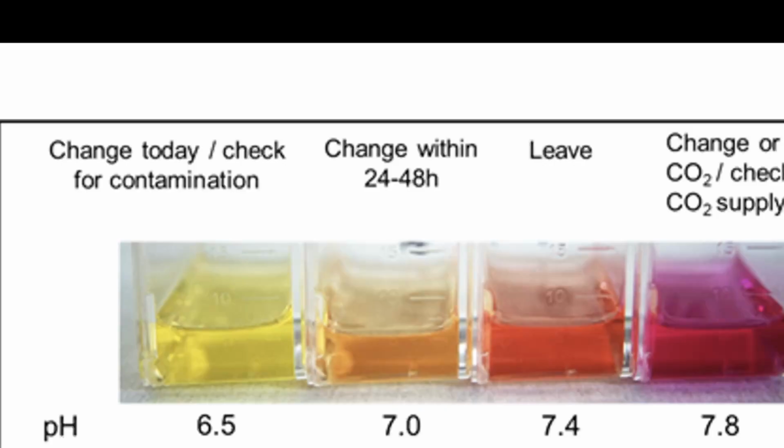Now, why do we use this Dalbeco modified Eagle media with phenol red? It can tell us when to change the medium today or check for contamination in our in vitro cell culture, or that we can change it within 1 or 2 days, or leave it because it is at the correct pH of 7.4, or regas the CO2 or check the incubator CO2 supply when there is highly alkaline medium. So this indicator can tell us immediately whether the cells need immediate changing, or there is a decrease in the CO2 supply. That is why we use DMEM with phenol red.